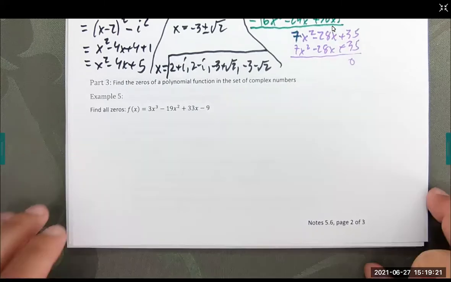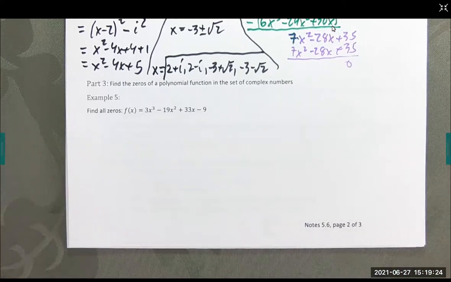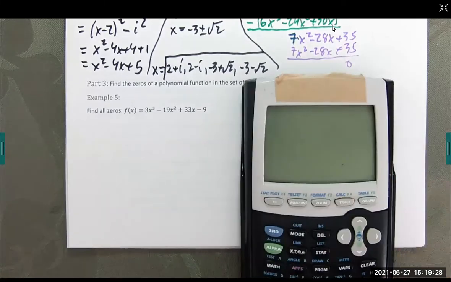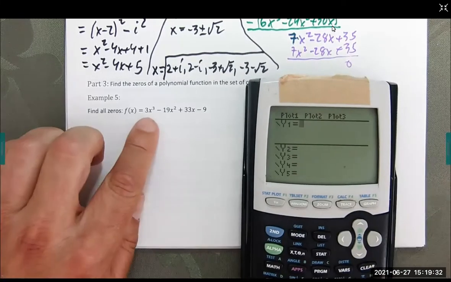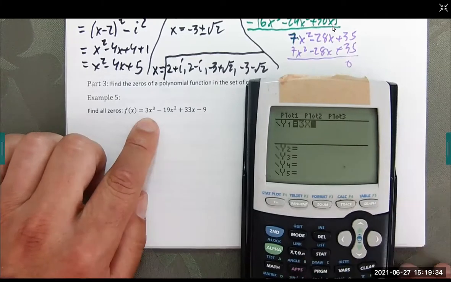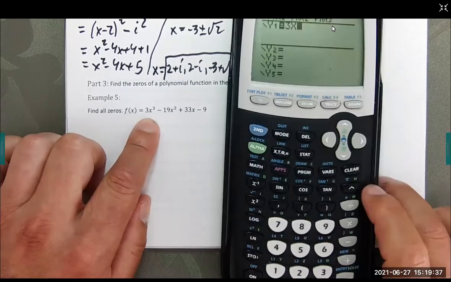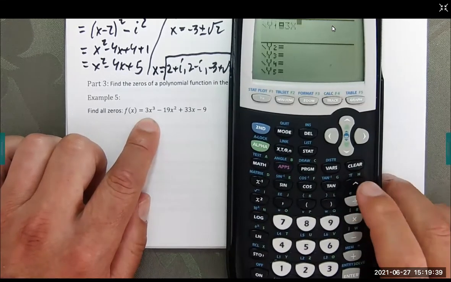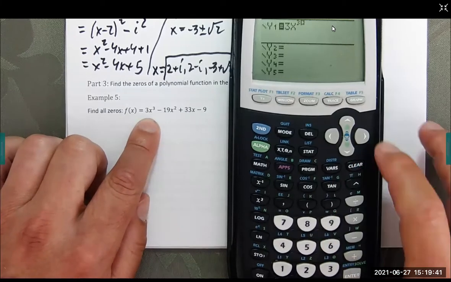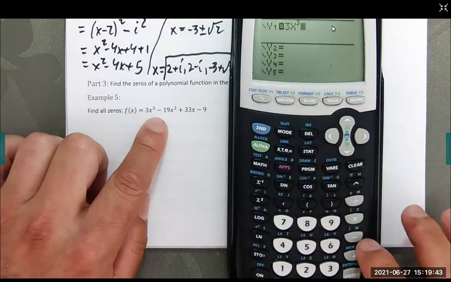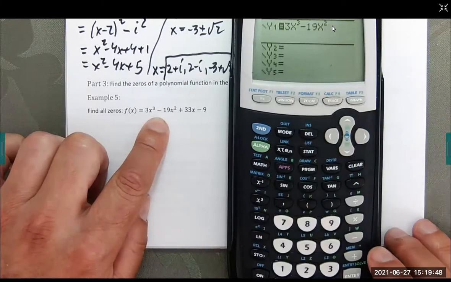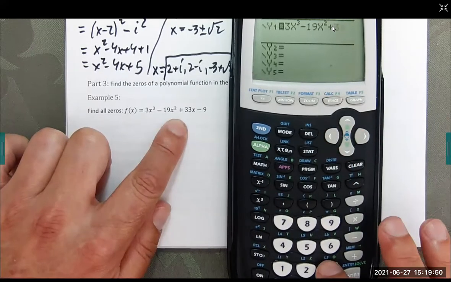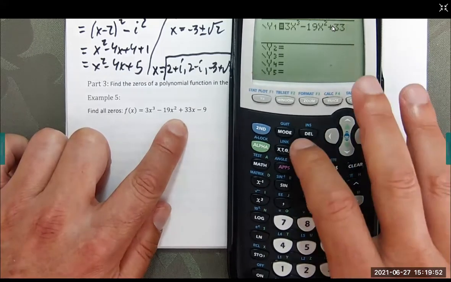Part 3. Find the zeros based on the complex number. Now, I'm going to do my little trick again. Y equals, clear that, and type this in. 3x, in parentheses so you can see what I'm doing, raised to the third power, minus 19x squared, plus 33x, minus 9.